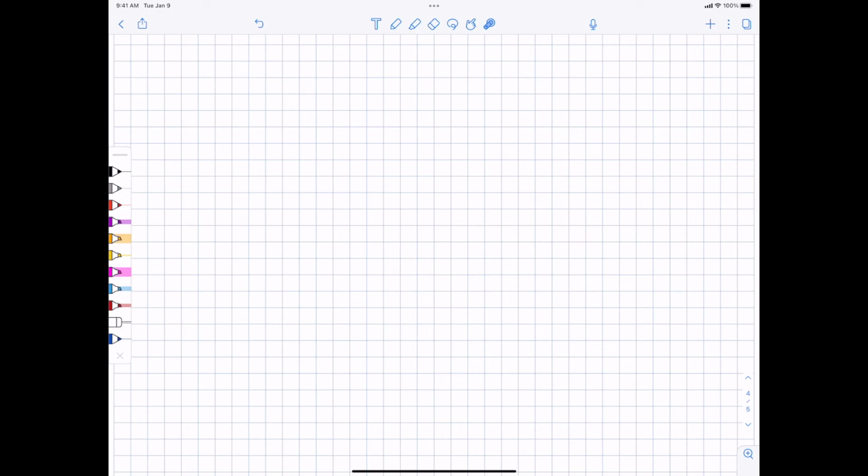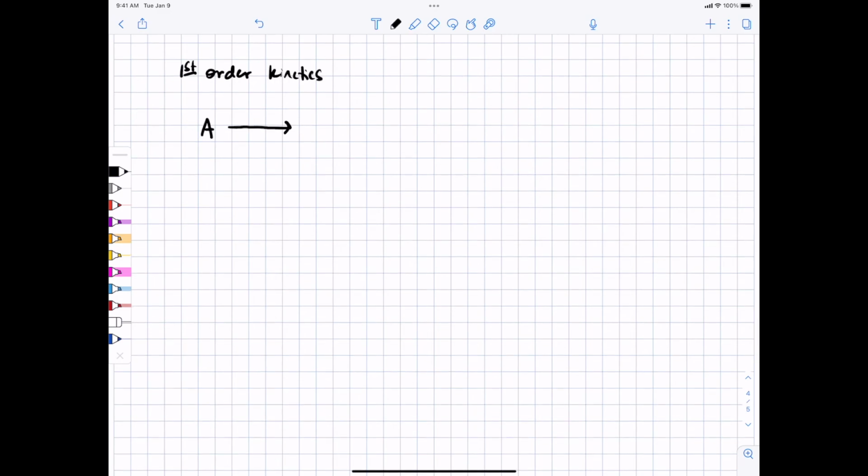So, we're gonna start simple. Simple is boring, but it'll be a review. This is first order kinetics. First order kinetics means there's only one molecule involved in the rate determining step. And here is a rate constant K, and we go from starting material A to products.